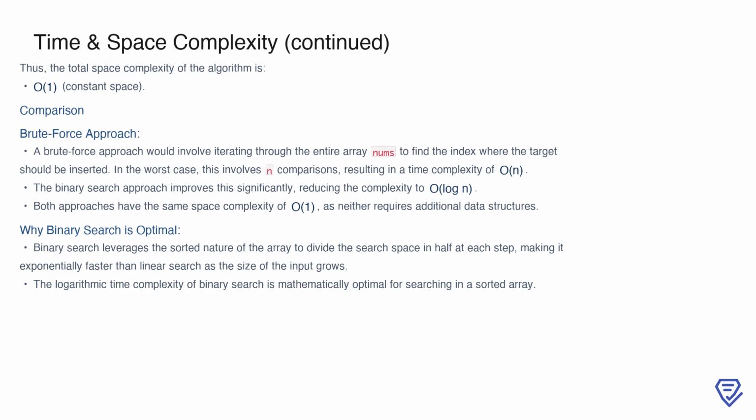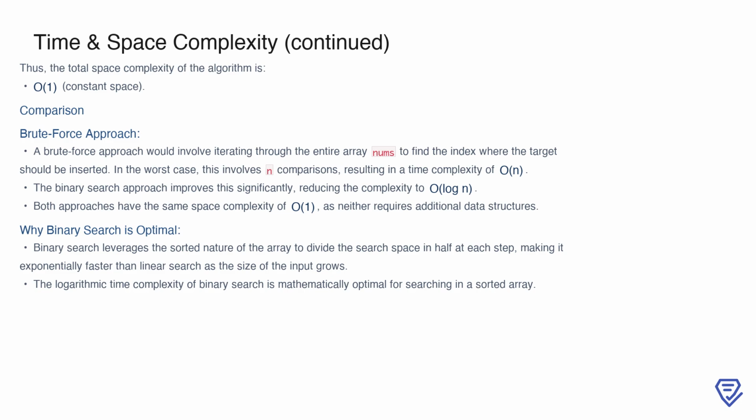To better understand the efficiency of this approach, let's compare it with a brute force method. A brute force approach would involve iterating through the entire array to locate the position for the target. In the worst case, this requires n comparisons, leading to a time complexity of O(n). The binary search approach, on the other hand, dramatically improves this by reducing the time complexity to O(log n), due to its halving of the search space. Both methods share the same space complexity of O(1), since neither requires additional data structures.